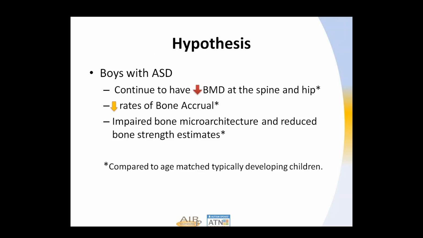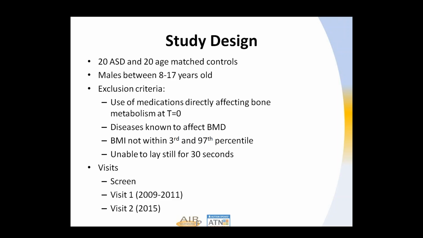So our hypothesis was, and continues to be, that children with autism continue to have a low bone mineral density in the spine and the hip compared to typical children, that their rate of bone accrual, or bone formation, is decreased compared to typical boys, and that the bone microarchitecture and strength of the bone is reduced compared to typical children. So how are we going to study that?